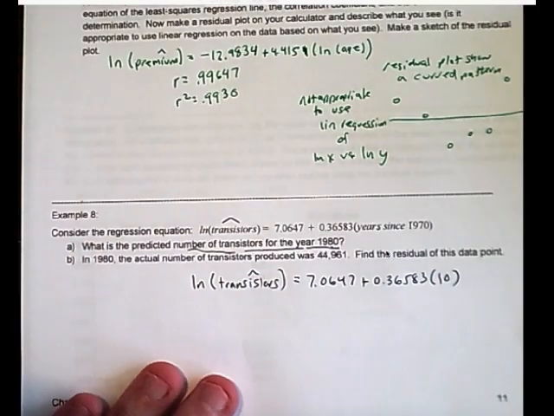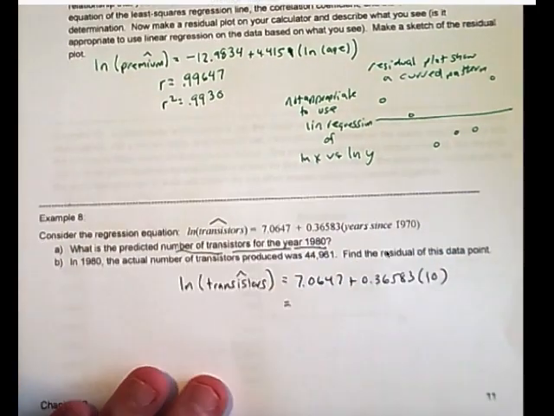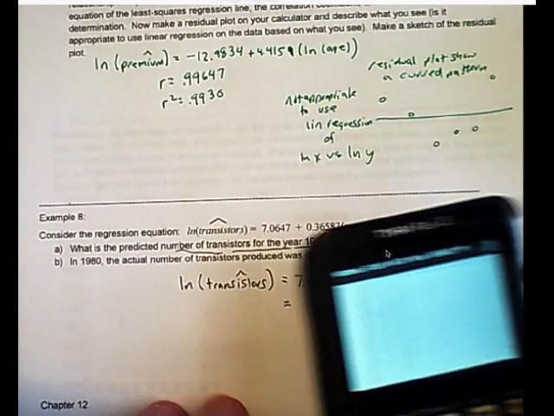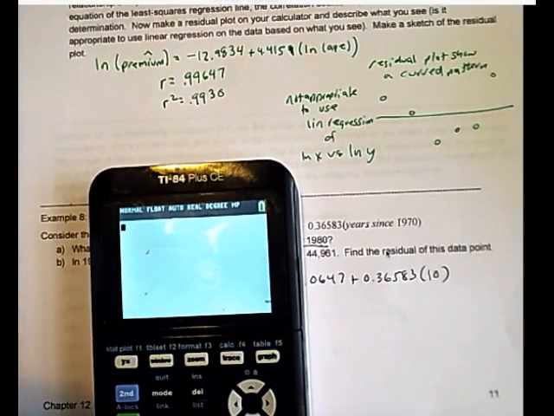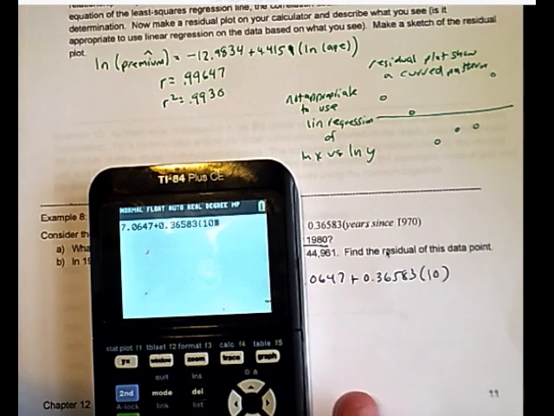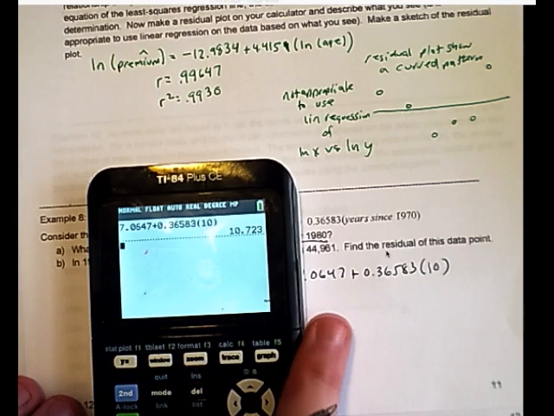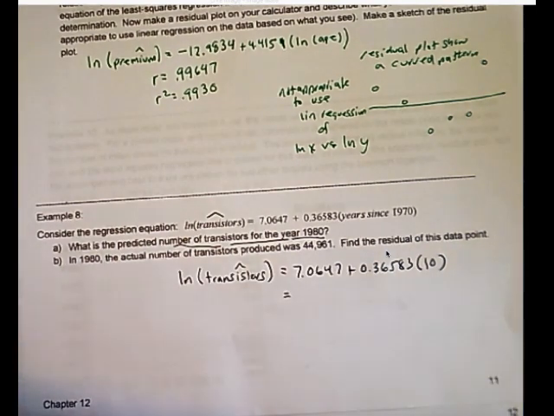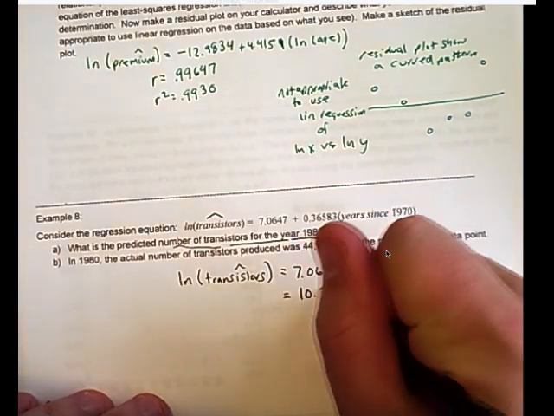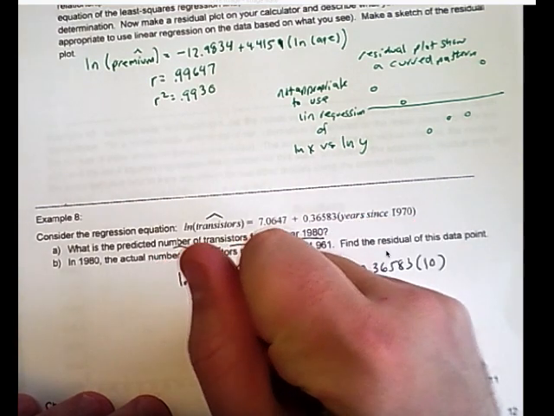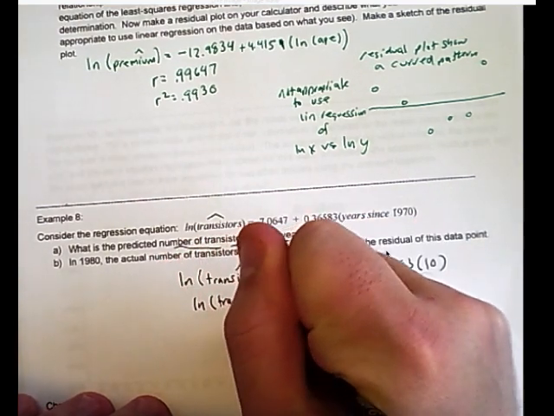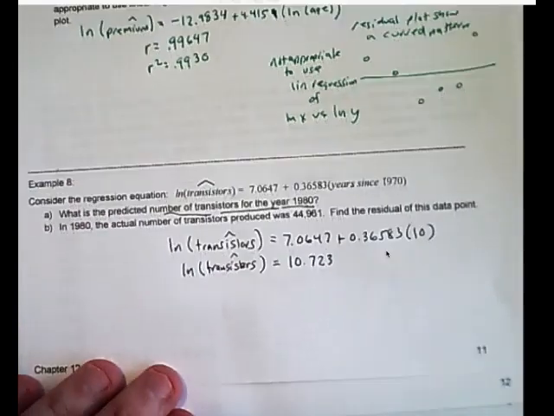Okay, so let's go ahead and figure out what the right side is here, just by using our good old handy calculator. So 7.0647 plus 0.36583 times 10, or 10.723. But that is not your answer. What you have to do is you have to know how to manipulate that.